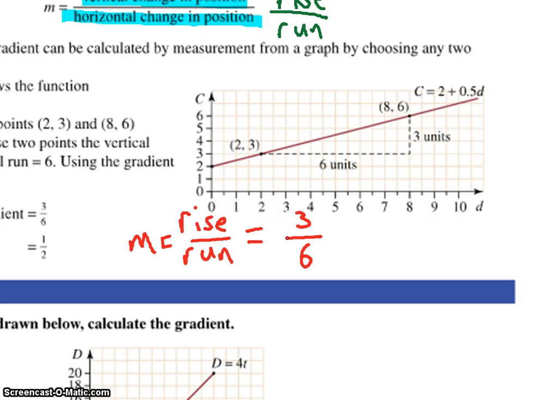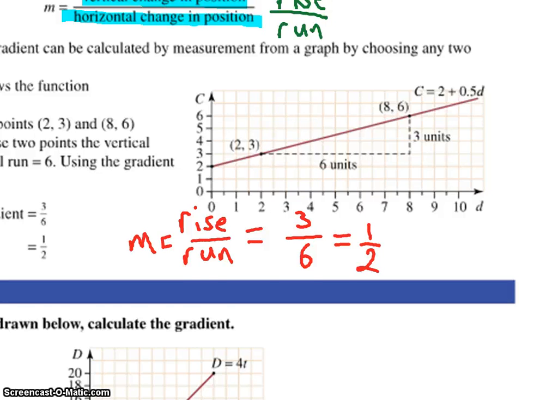Now, 3 over 6 is a fraction. Can we simplify that? Half. 1/2. So our gradient is a half. Everyone happy with that? Yeah. Rise over run. You just calculated it. We don't know anything about the graph other than the fact that we've now worked out the gradient. Cool?